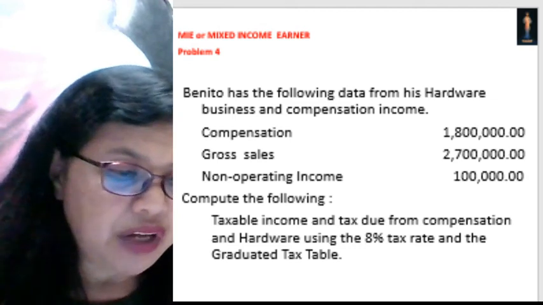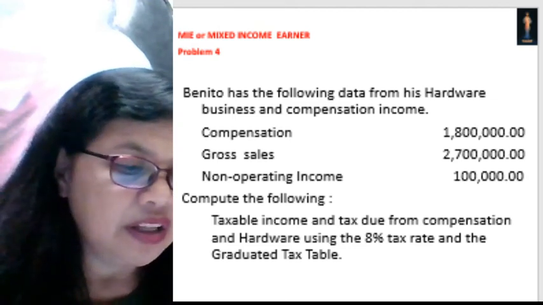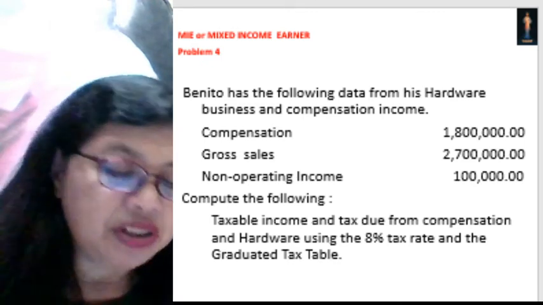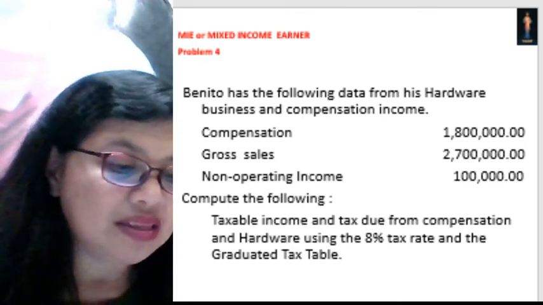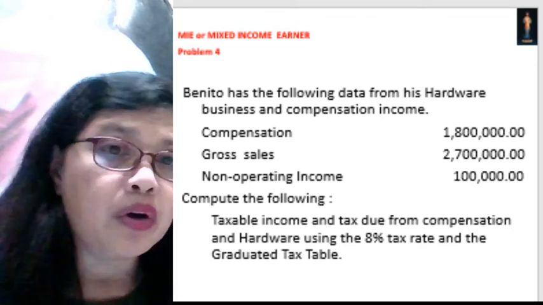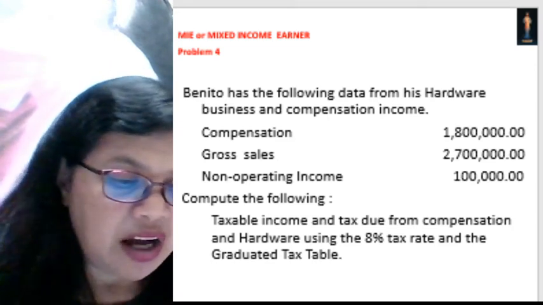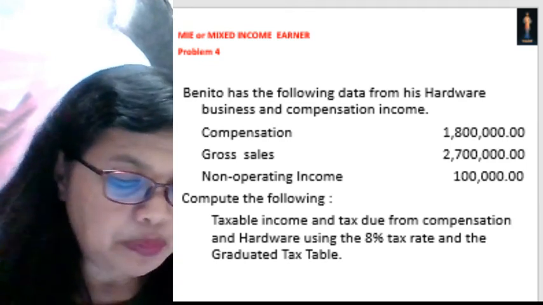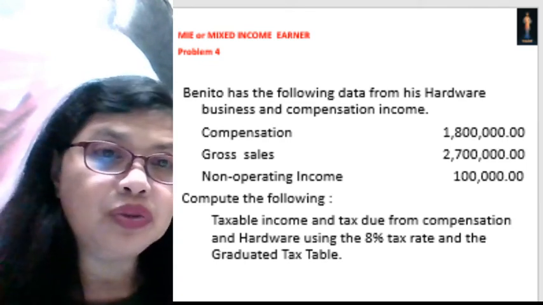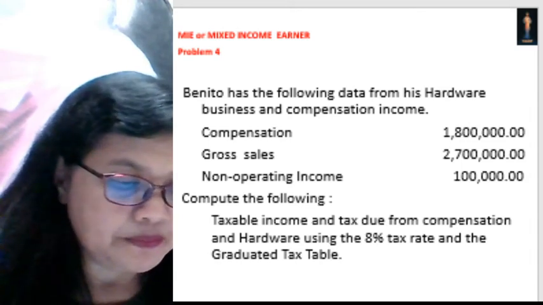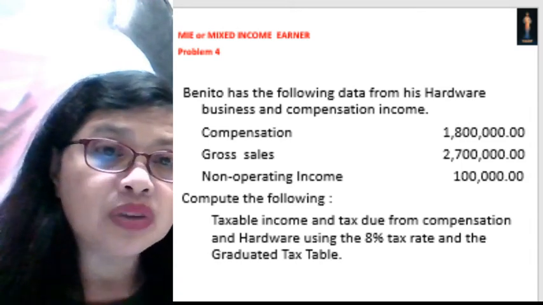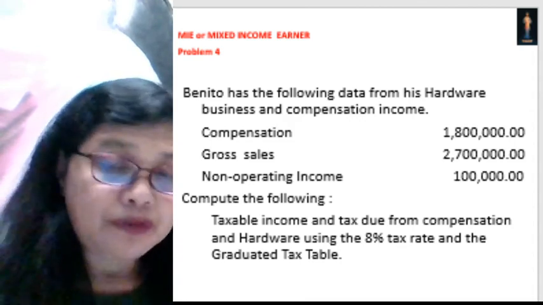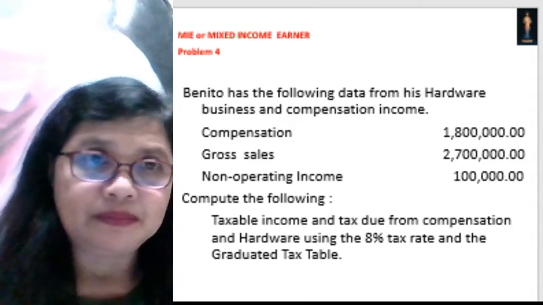Then the excess over 800,000 is 1 million. Then you multiply it by the tax rate. So you use the graduated table to determine what tax rate we use for Benito. And for his hardware business, we can use the 8% tax rate. What do we do with the non-operating income? We add it to the gross sales. Okay, so from there you can continue solving.